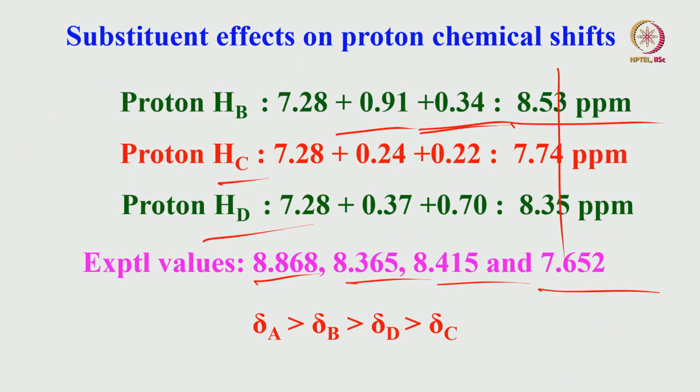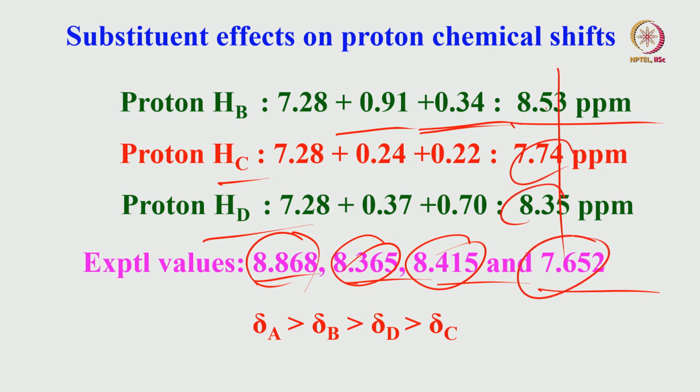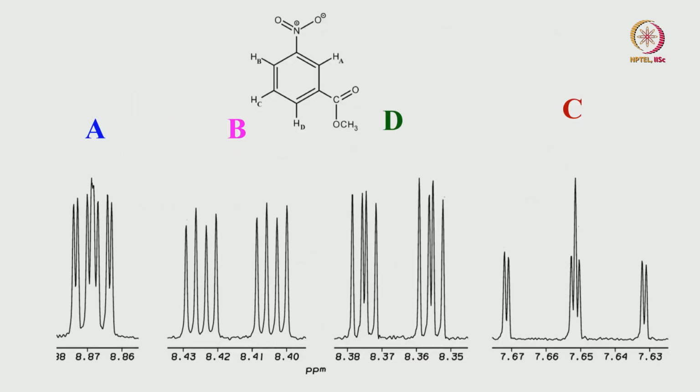HA is 8.93. See, this is very close to this one, 8.86, and of course HB is 8.53. 8.53 is somewhere here, or you can take this one, and 8.35 is here, and this is 7.4. Not precisely, but close by. But that is enough to make the assignment, and then further you can iterate and make it very precise, looking at the multiplicity pattern and so on. This is what it is.